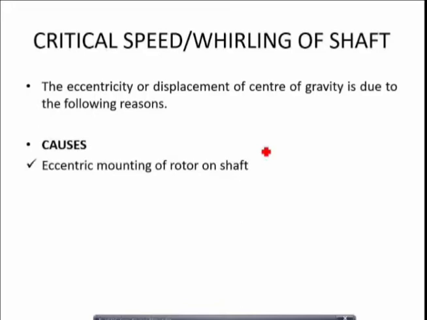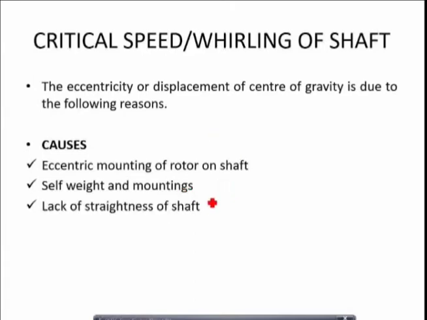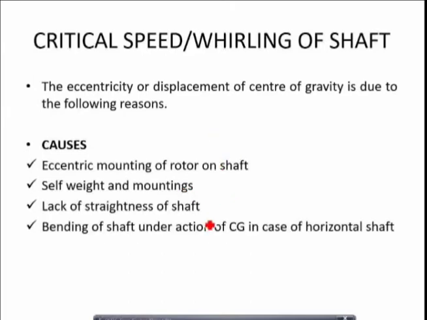The causes are: first, the eccentric mounting of the rotor on the shaft; second, self weight and mountings; third, lack of straightness of the shaft, bending of the shaft under the action of CG in case of a horizontal shaft, and non-uniform or non-homogeneous distribution of the rotor material. There are also some reasons like unbalanced forces. So these are some reasons why there is an eccentricity or displacement of the center of gravity.